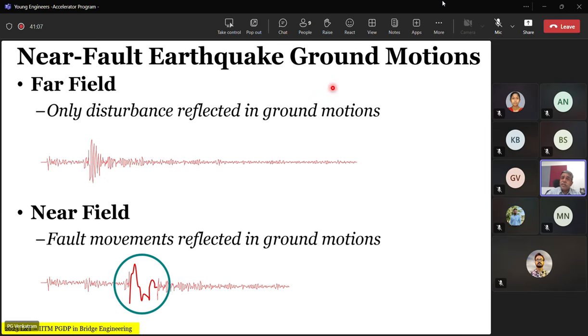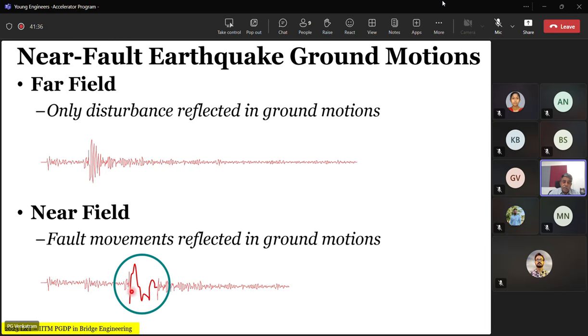So basically the energy is released, and the energy is transmitted as S waves and P waves. We'll talk about it a little later. Those waves will move the ground forward and backward, almost like any sound waves through air, where you can see the particles move in an oscillatory fashion. Similarly, the ground particles and the ground mass move in an oscillatory pattern like that. But in the near field, the fault movements get reflected in the ground motion.